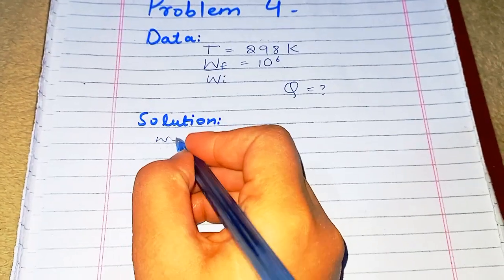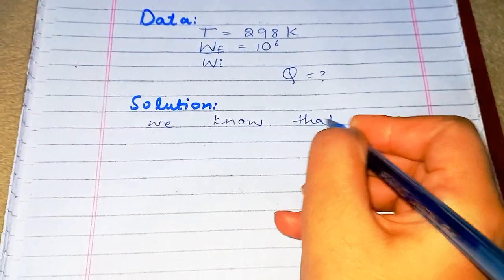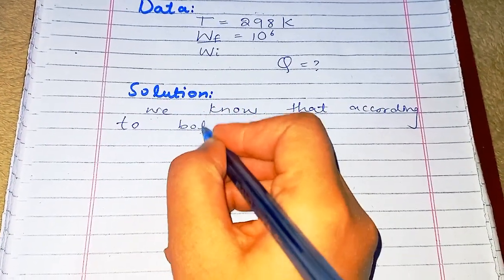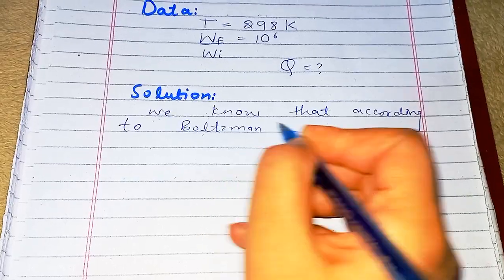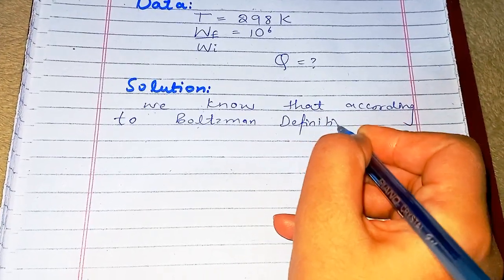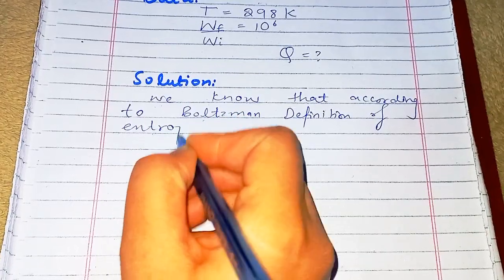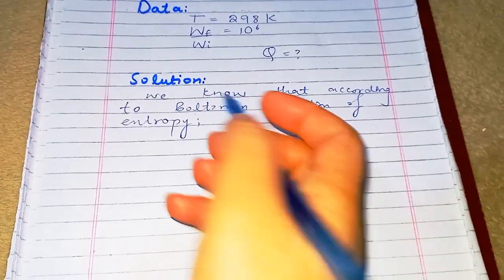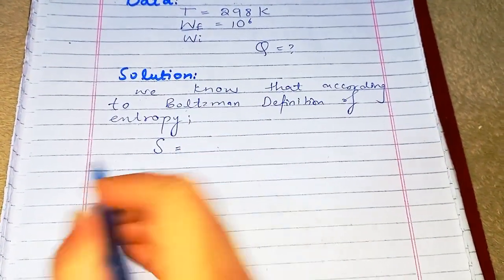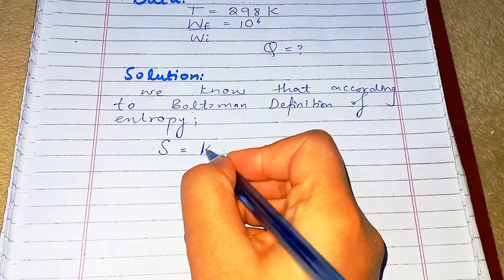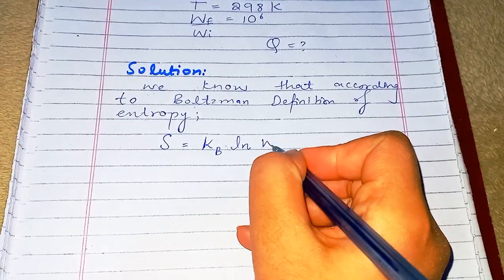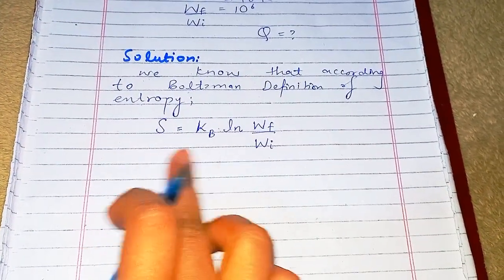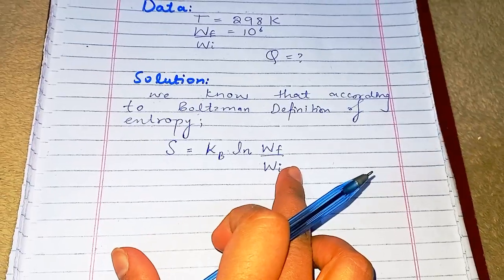For the solution, we know that according to Boltzmann's definition of entropy, which actually relates entropy with the number of accessible states available in a system, the entropy change or increase is given by Kb natural log of Wf by Wi. Alright, this is the entropy that has been increased because of the increase in number of accessible states.